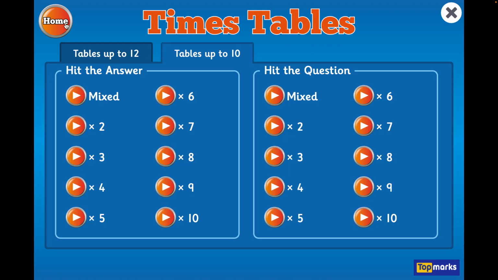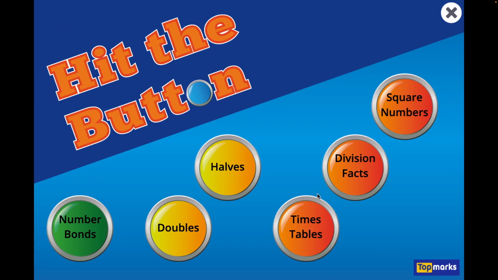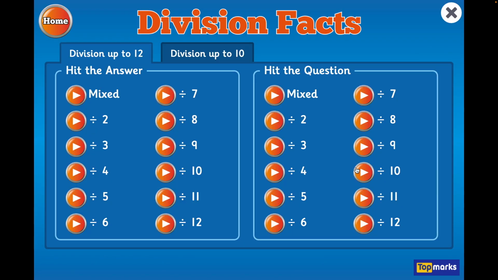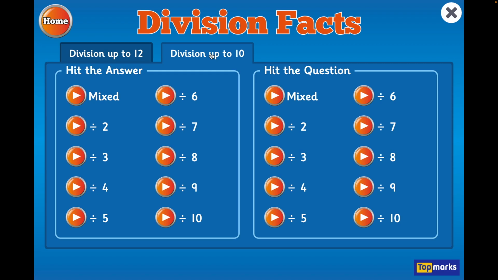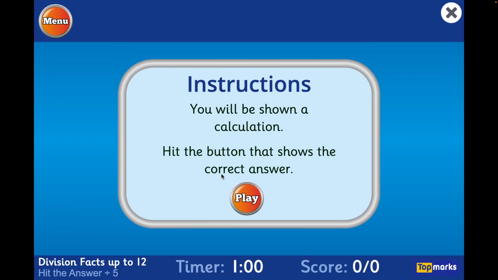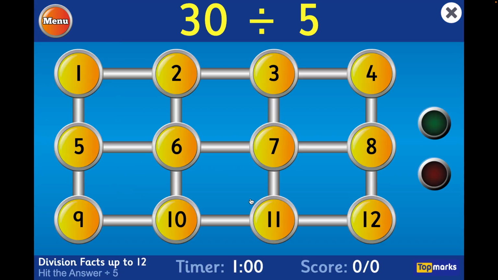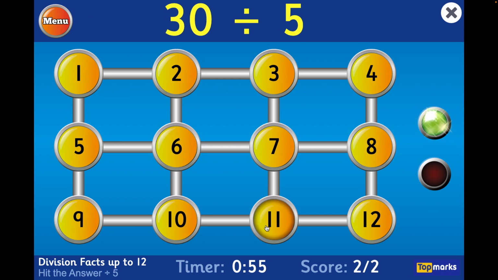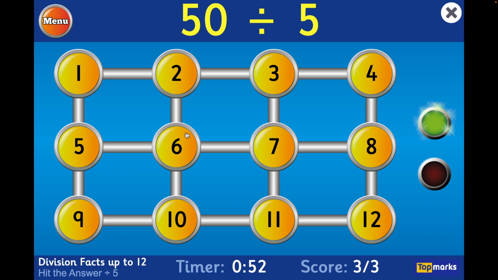Let's look at some more options. Okay, we're going to go back out to the home section. Let's look at the division facts, very similar to multiplication facts. Again, you can limit it to division up to 10 or division up to 12. So let's hit divided by 5. You'll be shown a calculation. Press play. 30 divided by 5, 6. 55 divided by 5, 11, and so on.